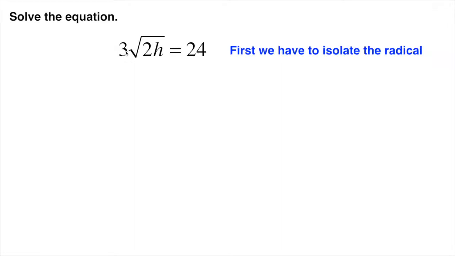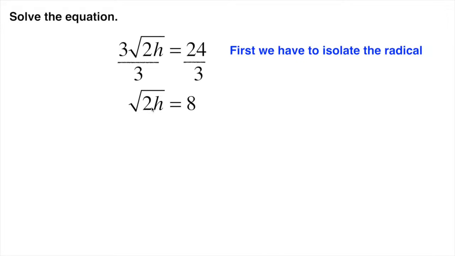In order to get rid of the 3, this is 3 times this radical is equal to 24. So what I'm going to do now is divide both sides by 3. Now I've isolated my radical. It's all by itself. 24 divided by 3 is 8.